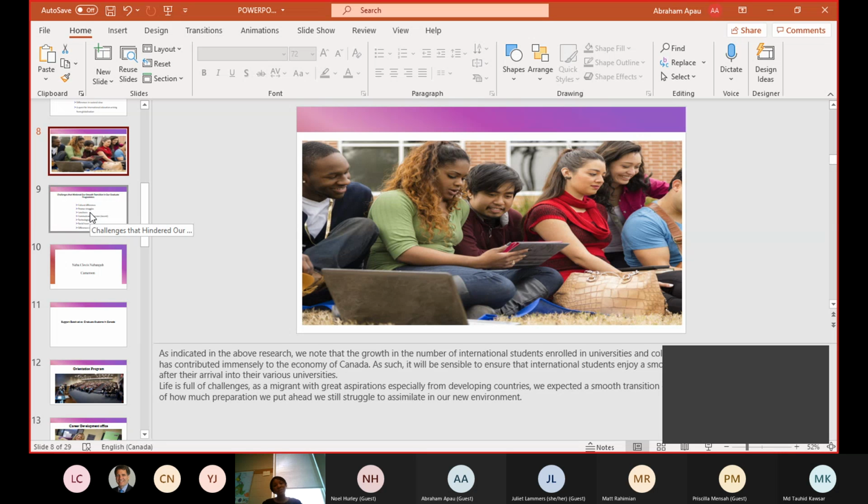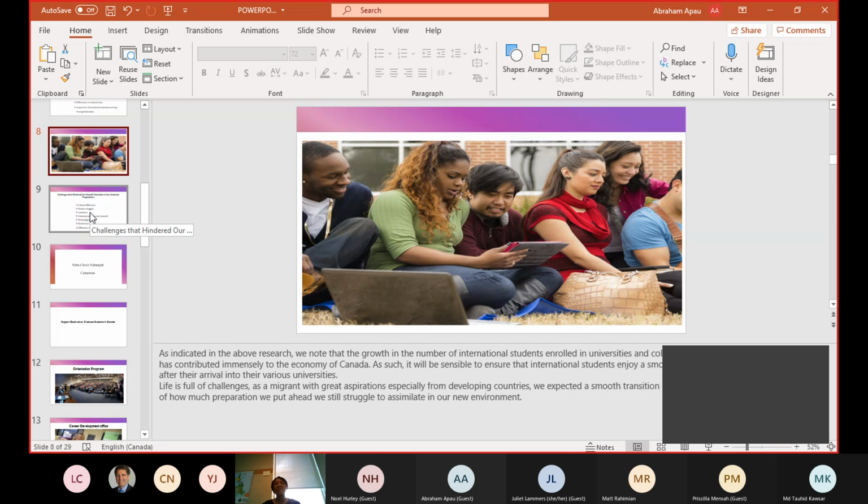Life, they say, is full of challenges. As a migrant with great aspirations, especially from developing countries like those in Africa, we expect a smooth transition on arrival, but unfortunately, irrespective of how much preparation we put ahead, we still struggle to survive.